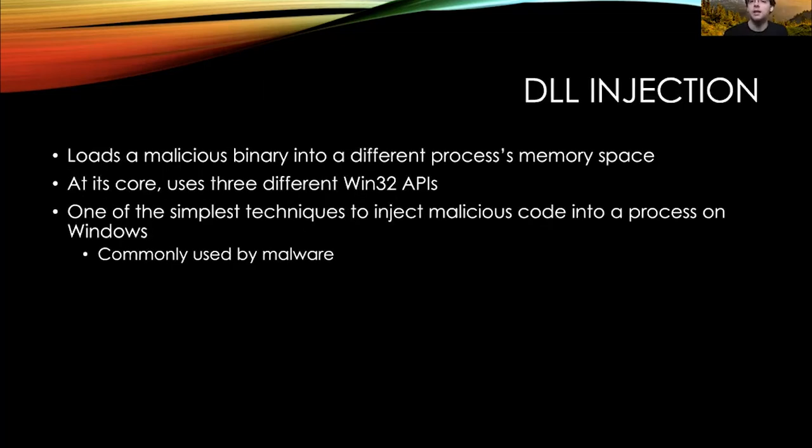So now let's talk about DLL injection. It's a very simple technique that can be utilized to take a malicious library and inject it into a different process's memory space. It uses primarily three different APIs in the Win32 set. It's one of the simpler techniques that can be utilized to inject code into a process, and it's something that's been commonly observed being used by malware.